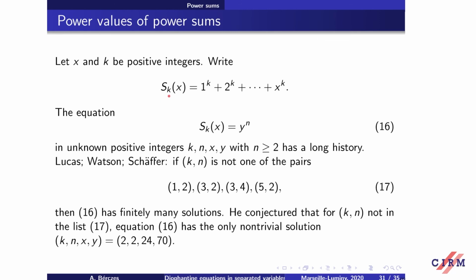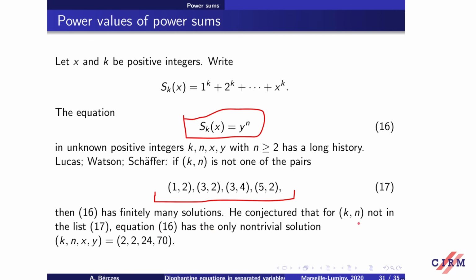Well, if we take S_k(x) = 1^k + 2^k + ... + x^k, this is S_k(x), and the problem S_k(x) = y^n. This is a well-known and much investigated classical problem. It goes back to Lucas and Watson, and the first internationally known breakthrough was due to Schäffer, who did prove that if k and n is not one of these pairs, then this equation has only finitely many solutions.